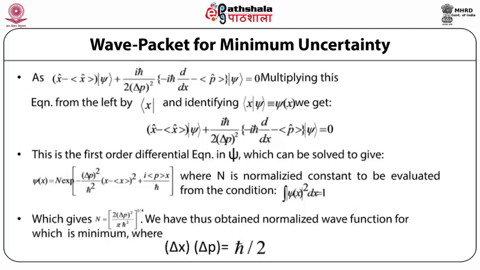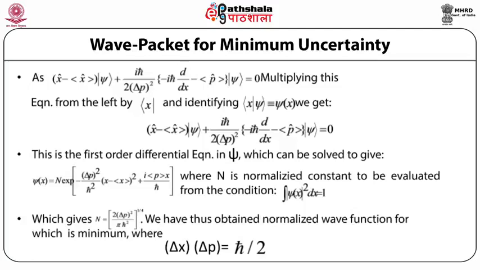So multiplying this equation from the left by the bra vector state x, and identifying that bra vector state x ket vector state psi is equivalent to the wave function psi as a function of position x, we get (operator x minus expectation value of operator x) acting on state psi plus iota times h cross by twice delta p square, whole times (minus iota times h cross times derivative with respect to x minus expectation value of operator p) acting on state psi, is equal to 0.